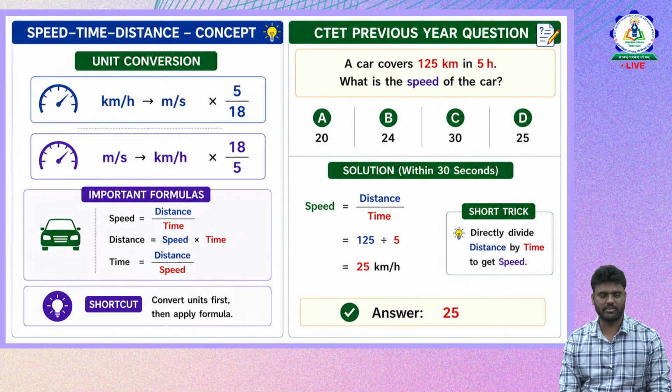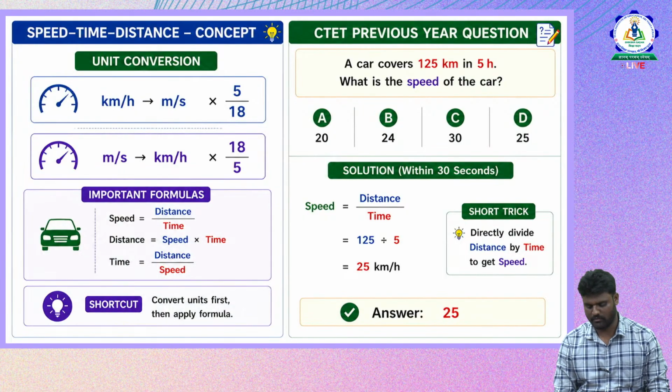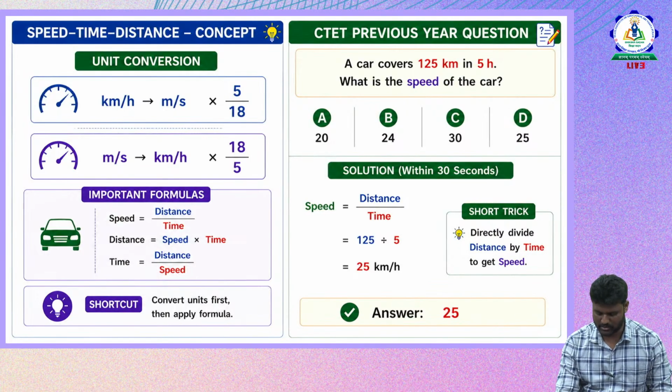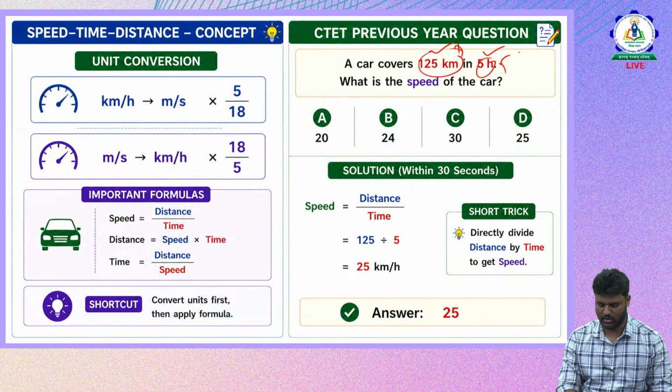Next, coming to the next question. A car covers 125 km in 5 hours. What is the speed of the car? Option A is 20, option B is 24, option C is 30, option D is 25. So a car covers 125 kilometers, that means distance, in 5 hours. Then we need to find the speed of the car. They are given the distance and the time. This is the distance they are given, and this is the time they have given. We need to identify the speed. Directly apply the formula: speed is distance by time.